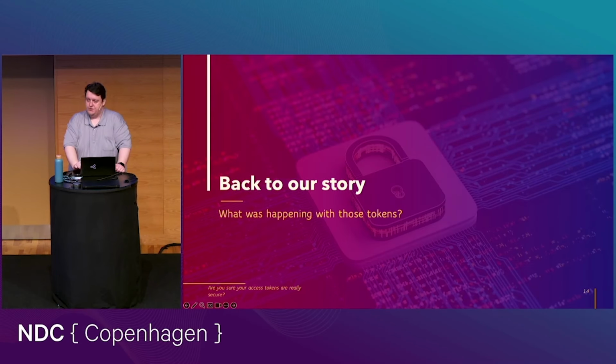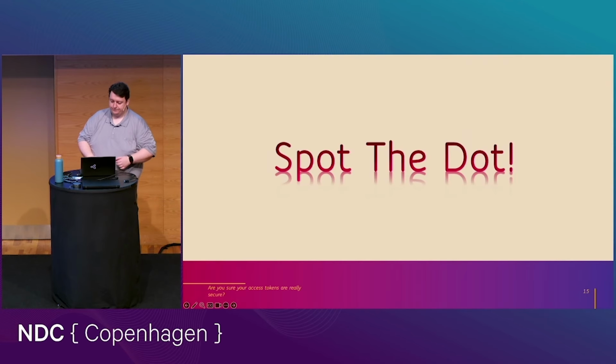Let's go back to the story. What was happening with those tokens? What did Morgan find? Well, let's play a game called Spot the Dot. I will show you 3 tokens, and 2 tokens will open the door normally, and 1 token opened the door in a malicious way.